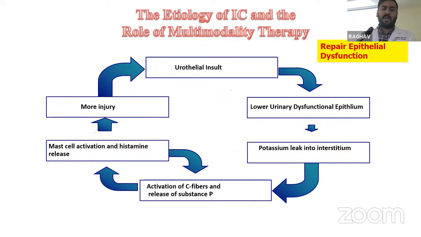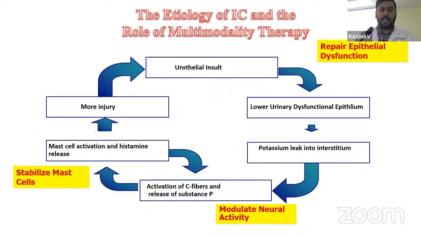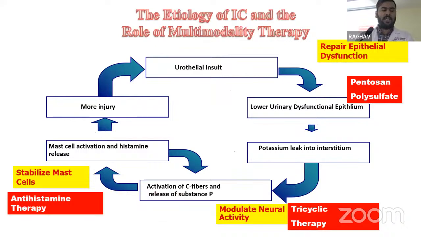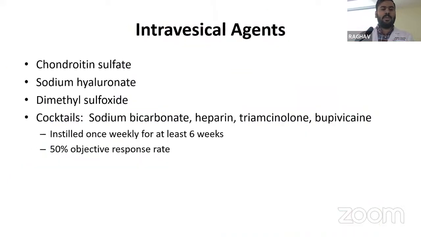The repair of epithelial dysfunction is very important, and we also need to modulate the neural activity and stabilize the mast cells. So for repair, we use pentosan polysulfate. To modulate the neural activity, we use tricyclic antidepressants such as amitriptyline, and for stabilizing mast cells, we use antihistamine therapy such as hydroxyzine. For overactive bladder symptoms, we can use anticholinergic agents such as solifenacin or oxybutynin.